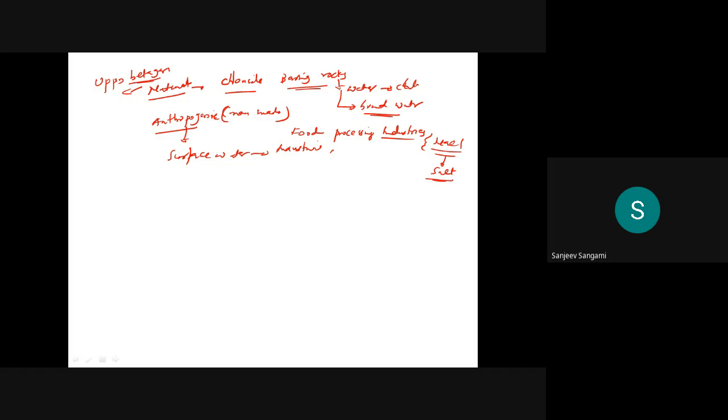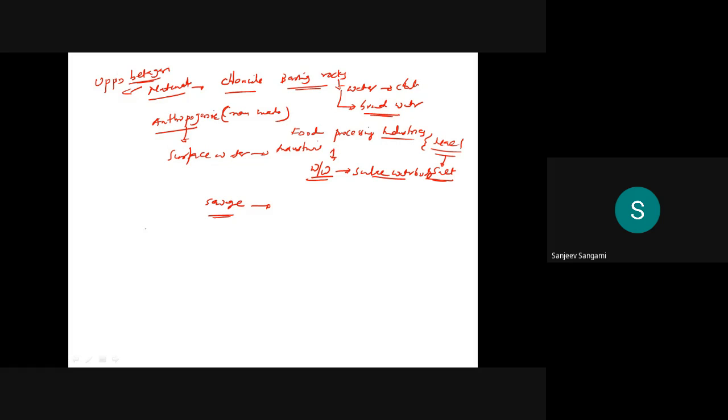So in that industry, if they discharge their wastewater to a surface water body, definitely you'll get chloride in surface water. Then one more source is sewage. From sewage also, you will get chloride. So how do we get it in sewage?